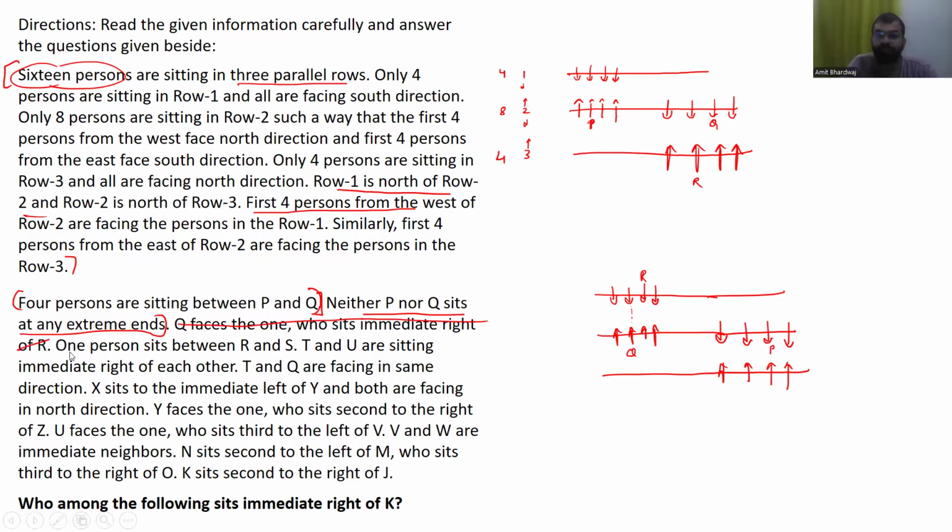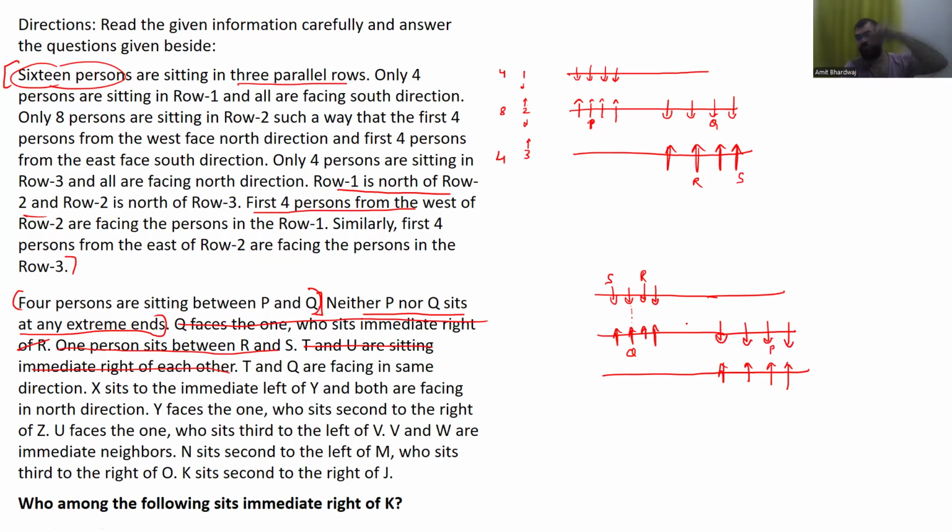Next line. One person sits between R and S. So definitely S is here. Clear, right? T and U are sitting immediate right of each other.